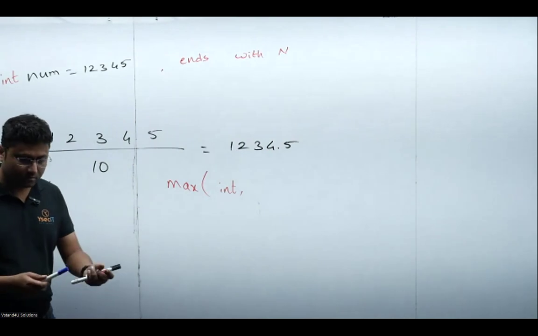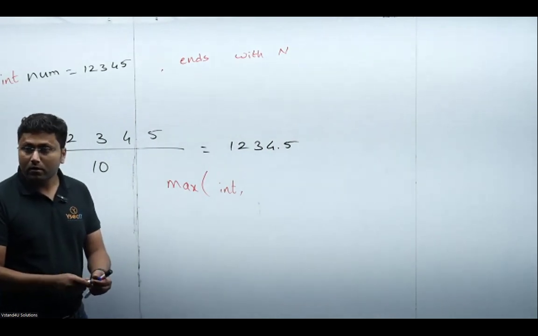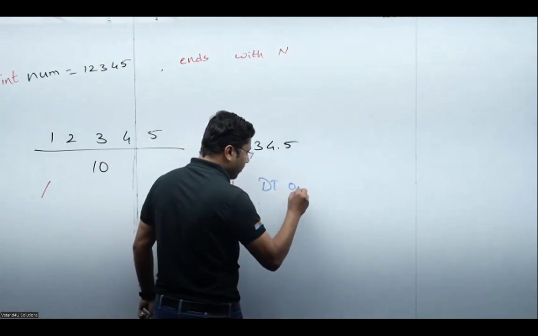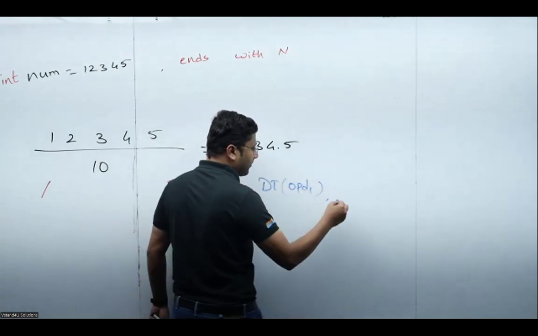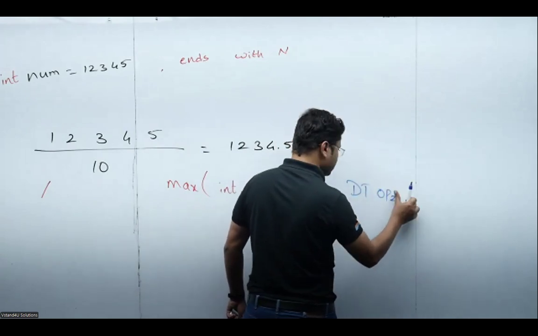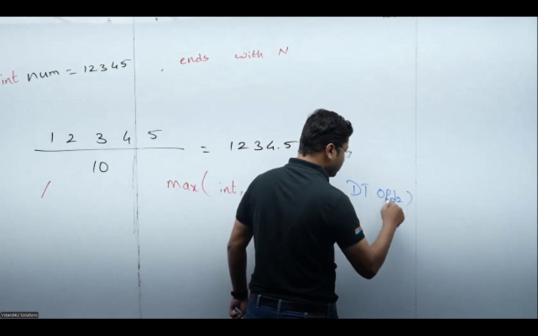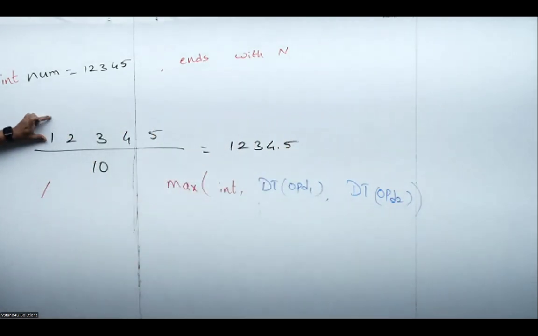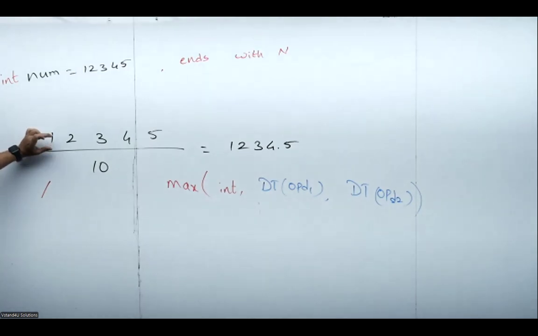Remember? The data type of operand 1, comma, data type of operand 2. Done. Now pay attention over here. This number, what is the data type? Louder. Data type.